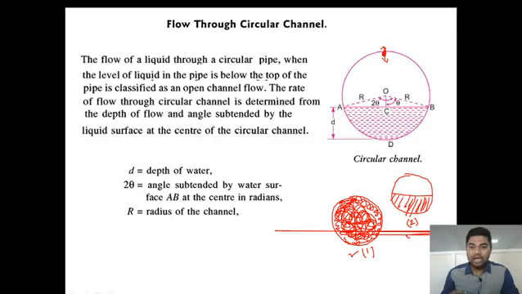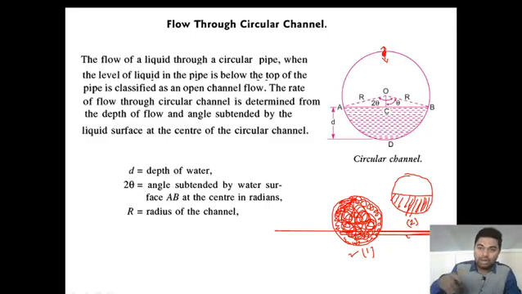Where D is the depth of the flow. It is below the center. It means that the depth of the flow is not even half of the circular channel. It is less than half of the circular channel. This is the criteria for flow through circular channel in an open channel. In an open channel, remember this.